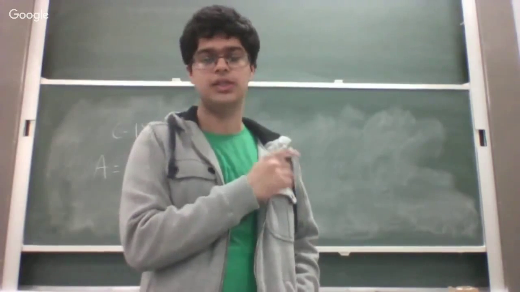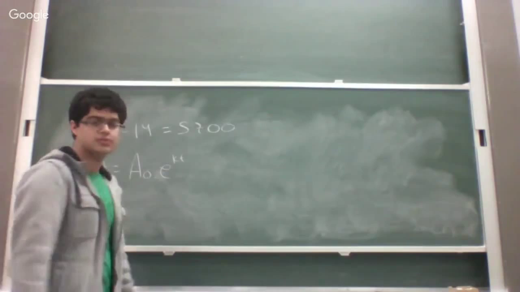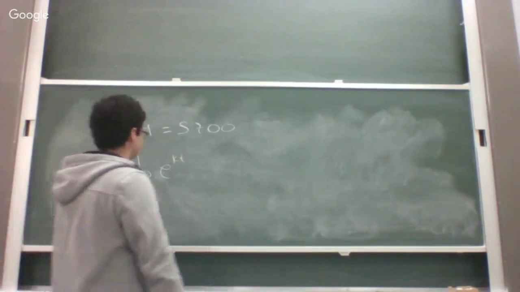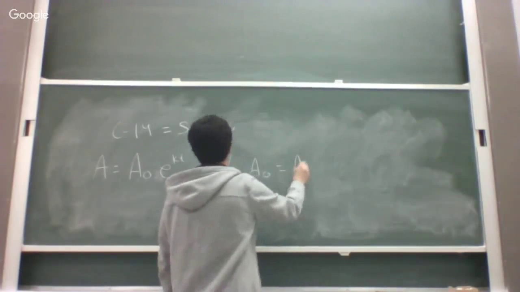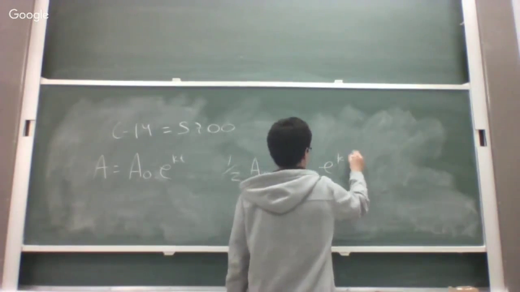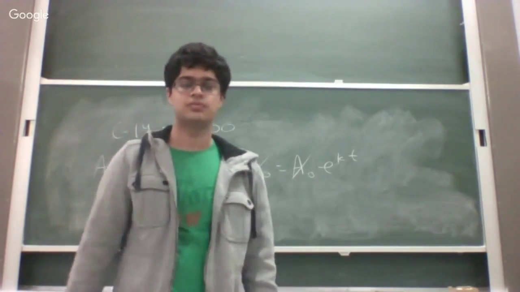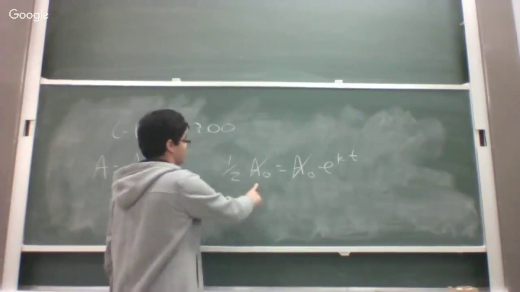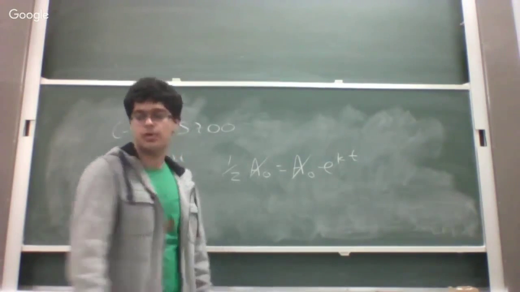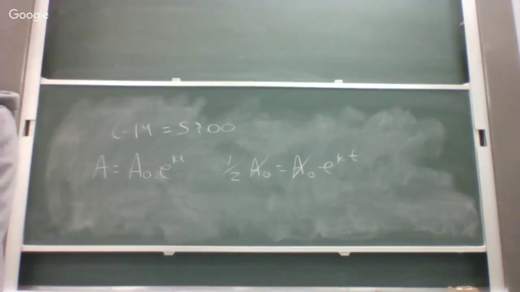So find e to the k, that shouldn't be hard, right? Did I write it right? Yeah. Because 1/2 A0 is equal to A0 e to the kt. And then we just have to solve for e to the k. Because it's half-life, you plug in 1/2. Yeah. What is A?